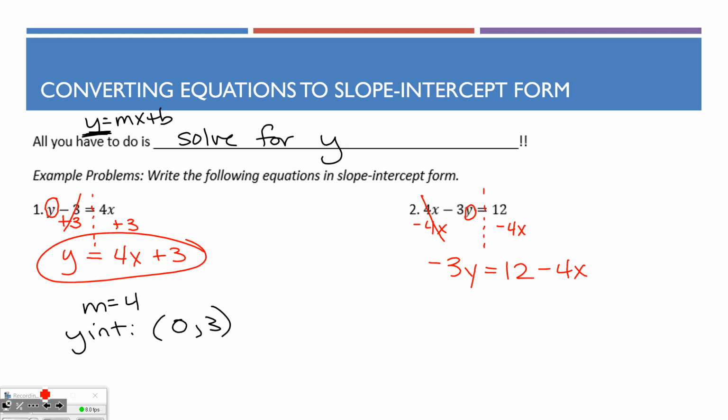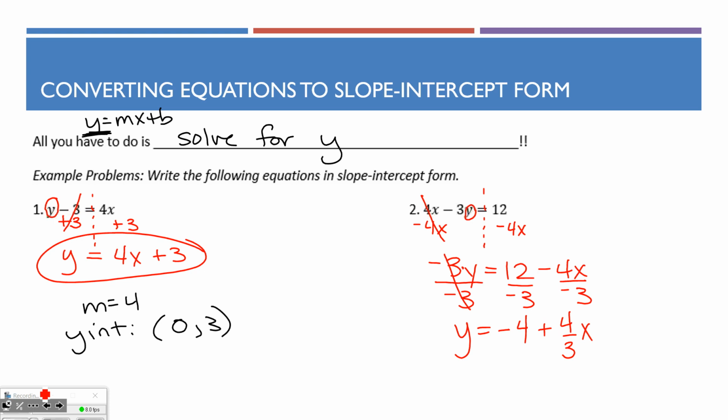And now I want to get y by itself. So how do I get y by itself? This means -3 times y. I can divide by -3. Remember, I have to divide everything by -3. Those cancel, and so I have y is equal to 12 divided by -3, that's -4. But then -4 over -3, they don't go in evenly. They can't be simplified. A negative over a negative is a positive 4 over 3x.